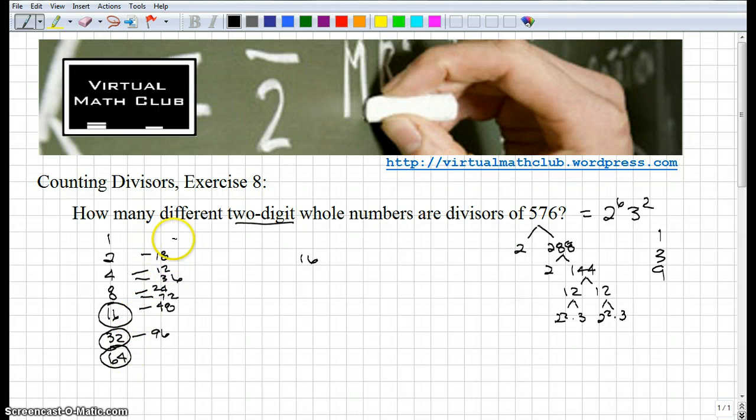We have 1, 2, 3, 4, 5, 6, 7, 8, 9, 10. Alright, I'm sorry I messed them all up here. So we end up with 10 two-digit whole numbers that divide 576.